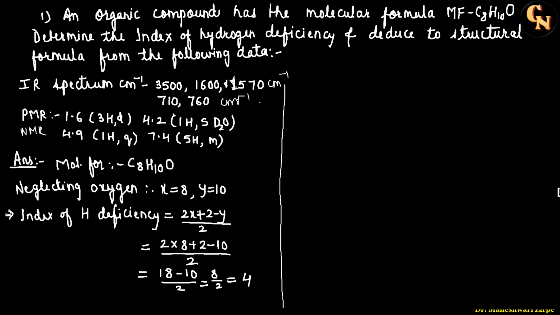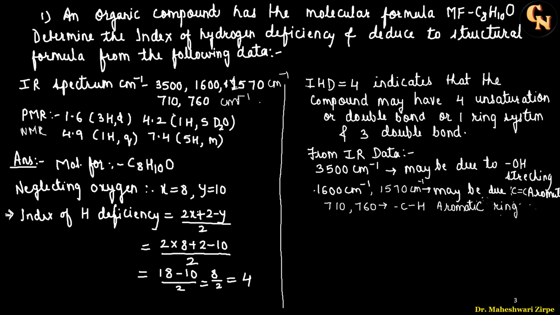Now if you substitute the number of carbons and hydrogens in the formula, we get 2 into 8 plus 2 minus 10 upon 2, which comes out to be 4. So what does 4 indicate? It indicates the unsaturation. What does IHD indicate? It indicates unsaturation. So the 4 unsaturation may be present in your compound as 1 ring system and 3 double bonds, or all 4 double bonds may be present in this molecular formula.